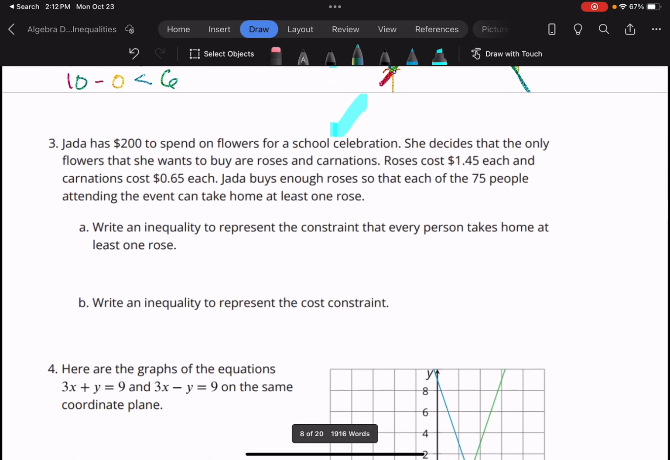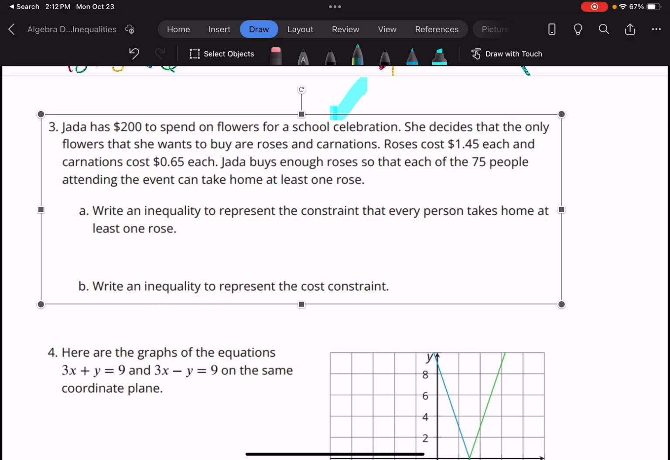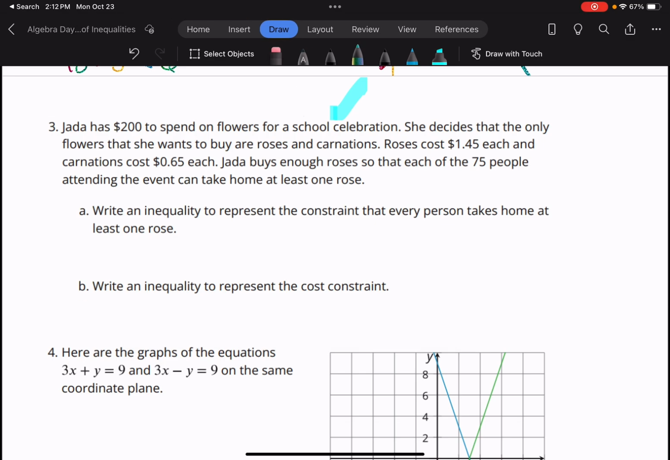All right. Number 3, Jada has $200 to spend on flowers for a school celebration. She decides that the only flowers she wants to buy are roses and carnations. Roses cost $145 each, and carnations cost $65 each. So we have a budget as one constraint. She buys enough roses so that each of the 75 people can take at least one rose. So 75 is the number.